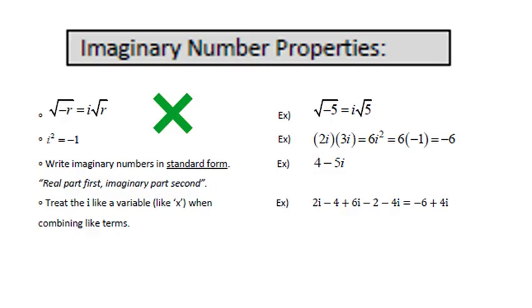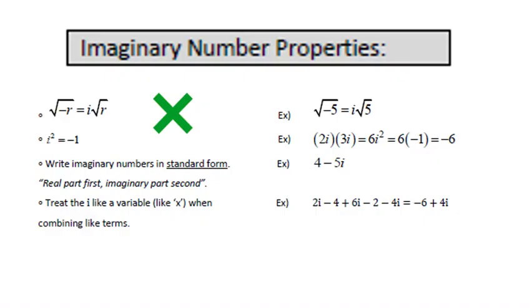Okay, now this example here, 4 minus 5i. That's all you can do because 4 and 5i are not like terms. So you just leave that as your answer, 4 minus 5i. You can't combine those terms because they are not like terms.